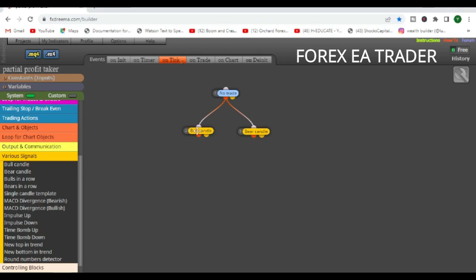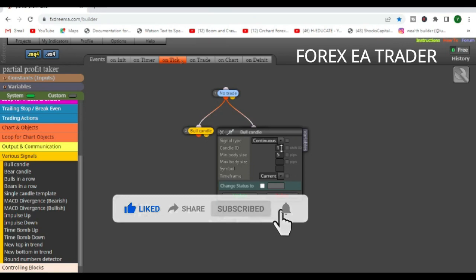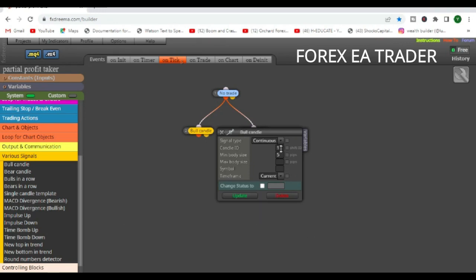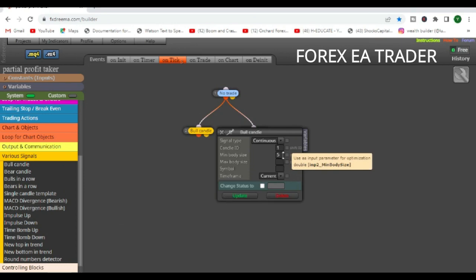So we have our bull candle there, and candle ID. Yes, definitely we want it to be the previous candle that just closed, which is candle 1. Candle 0 will be your current candle, but candle 1 will be the candle that just closed. Signal type, let's leave it at continuous. I think minimum body size, we will test this.